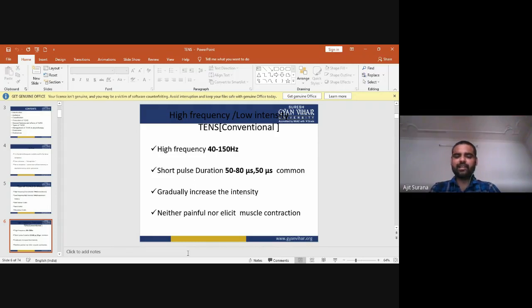We gradually increase the intensity of the high frequency TENS. It is neither painful nor does it elicit muscle contraction. This is all about the high frequency TENS.